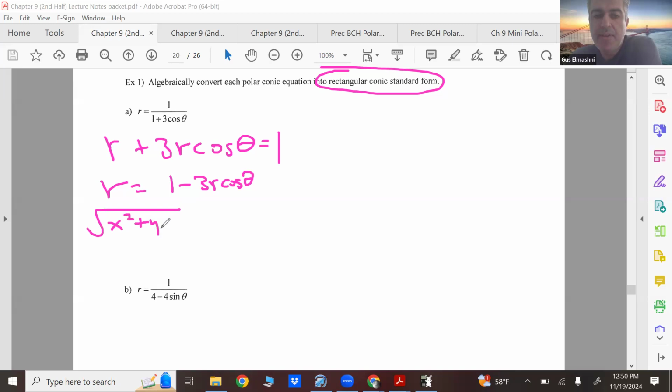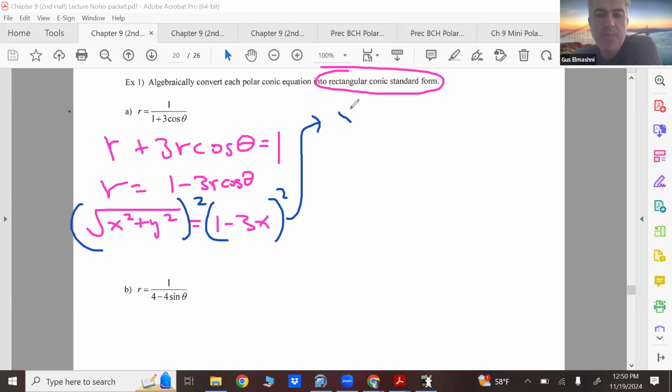Because I know that's true, right? I know that's true. So we're cool so far? Technically speaking, you've done the conversion now. But is it in a conic standard form that I could easily recognize? Not really, right? So this is just half the battle. Now we square. Now it becomes more obvious what to do, right? Let's square both sides. So this is where the fun begins. x squared plus y squared equals 1.